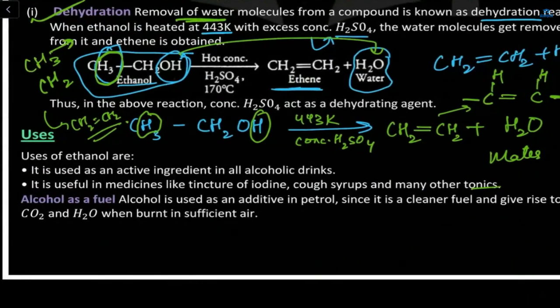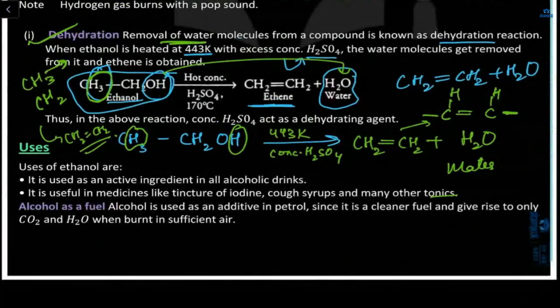And what are the uses of ethanol? It is used as an active ingredient in alcoholic drinks, and it is used in medicines like iodine, cough syrup and many tonics as well. Tonic is what? Tonic is a syrup. And alcohol as a fuel, alcohol is used as an additive in petrol since it is a cleaner fuel and gives rise to only CO2 and H2O when burnt in sufficient air.